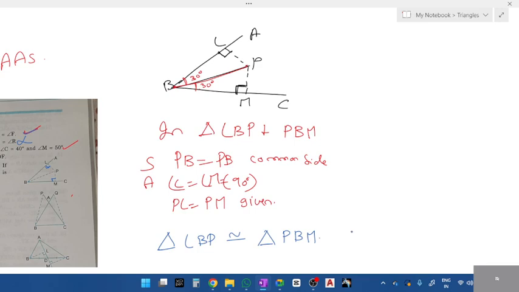Okay, fine. See, I've finished the second one. From the third one, you can solve. From the third question.